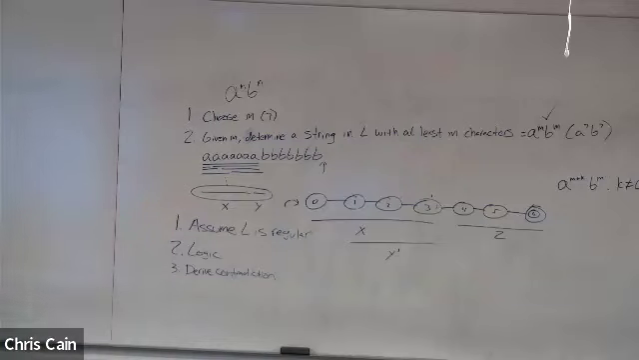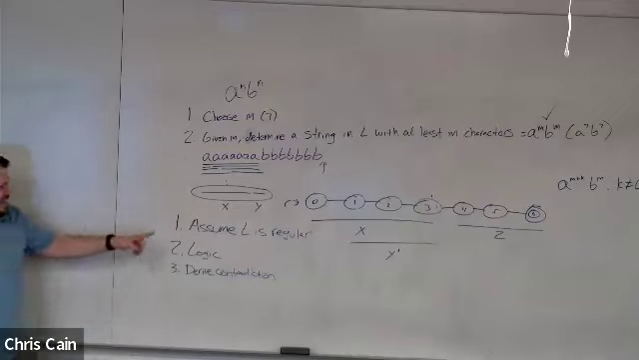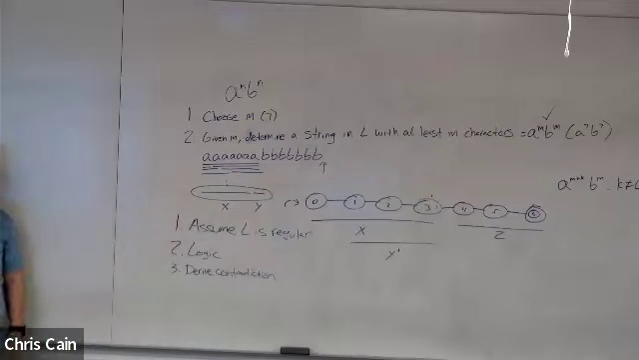If that DFA does exist, then according to these constraints, the length of XY needs to be less than or equal to M, and the length of Y, the length of the loop, needs to be greater than or equal to 1. The loop needs to exist. So that's the associated logic.